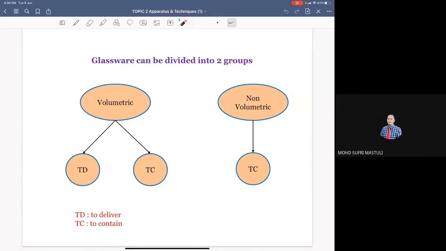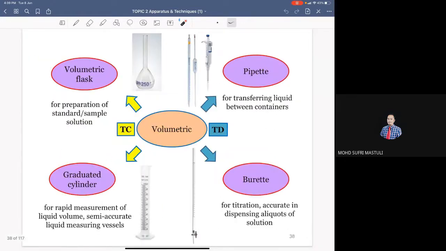Volumetric glassware can be divided into two groups, volumetric or non-volumetric. Volumetric glassware can be labeled as TD, to deliver, or TC, to contain. Non-volumetric is only to contain. As I mentioned just now, volumetric glassware can be both: it can be to contain or to deliver.